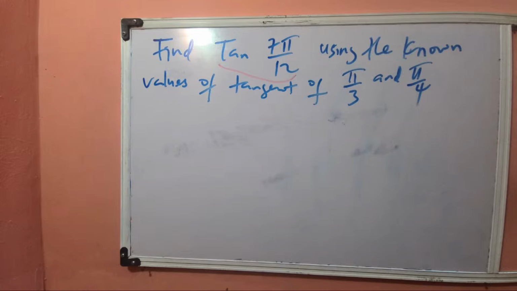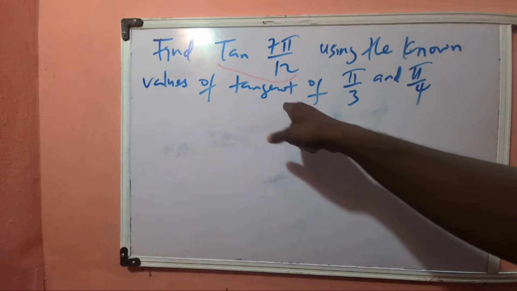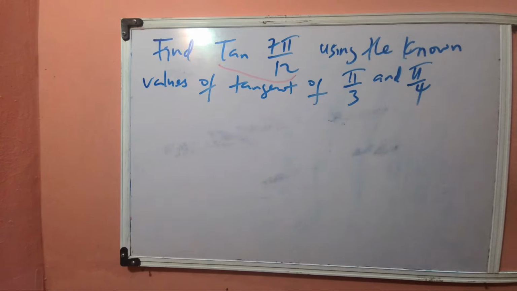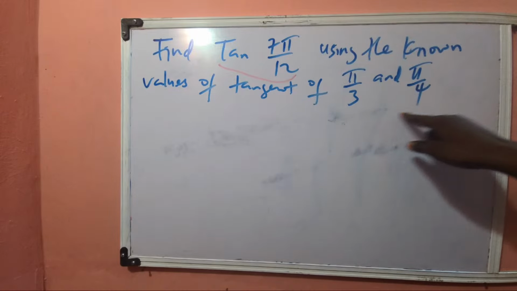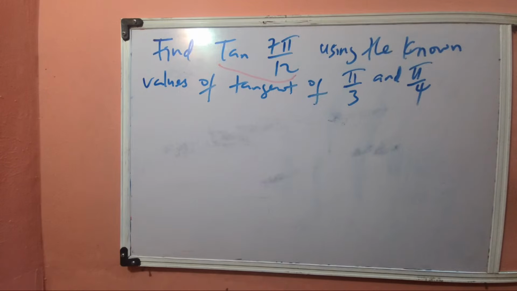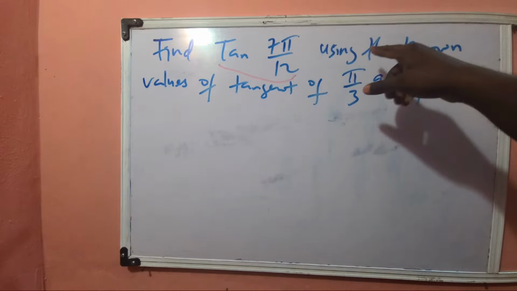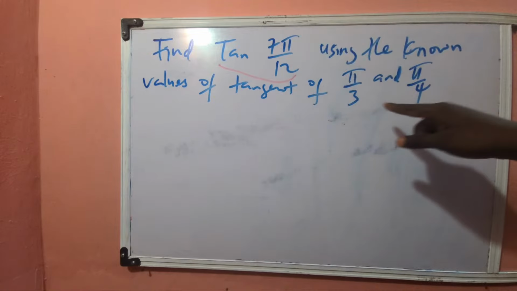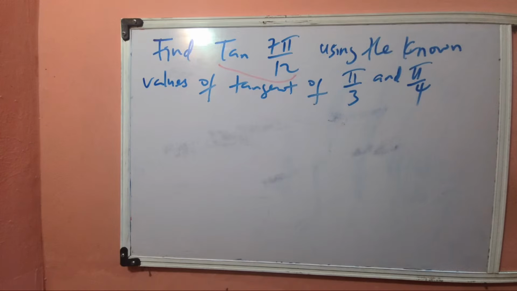But they gave you a condition and said using the known value of tangent of pi over 3 and pi over 4. That means any other route you pass without using these two values, you would be marked wrong, even if you get the right answer. All right? So you have to follow the process. The process says you must use the known value of tangent of pi over 3 and pi over 4. So how do we solve this?